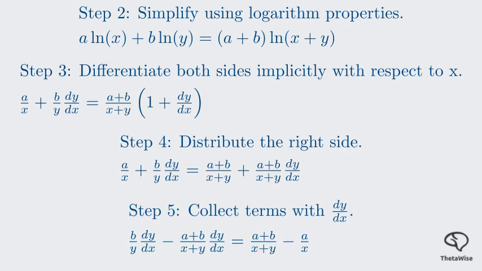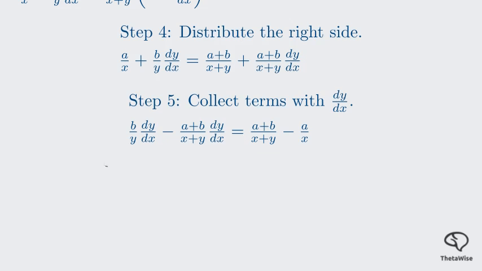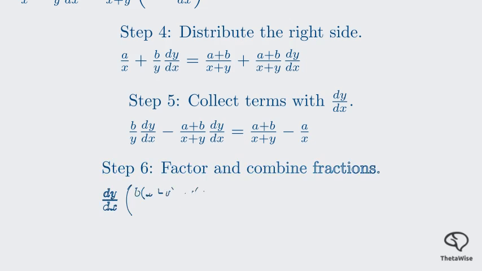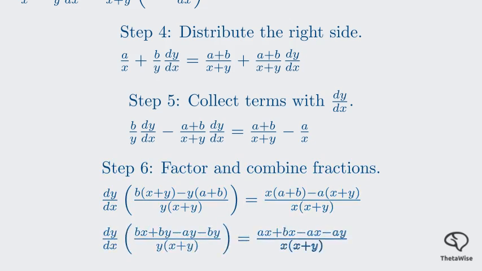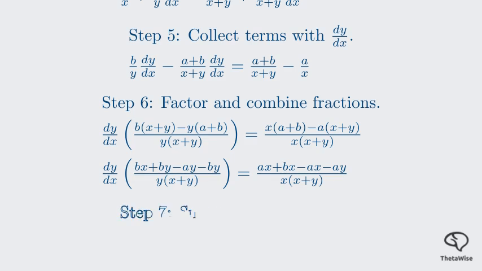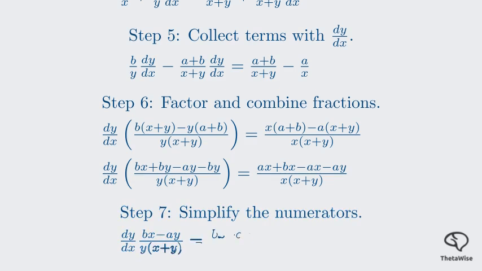Factor out dy/dx from the left side. Then find a common denominator for the fractions inside the parentheses. On the left, the common denominator is y times (x plus y). This gives us (bx plus by minus ay minus by) all over y times (x plus y). On the right, the common denominator is x times (x plus y), giving ax plus bx minus ax minus... Notice that some terms in the numerators cancel out. The by terms cancel on the left, and the ax terms cancel on the right. This simplifies to dy/dx times (bx minus ay) over y times (x plus y) equals (bx minus ay) over x times (x plus y).